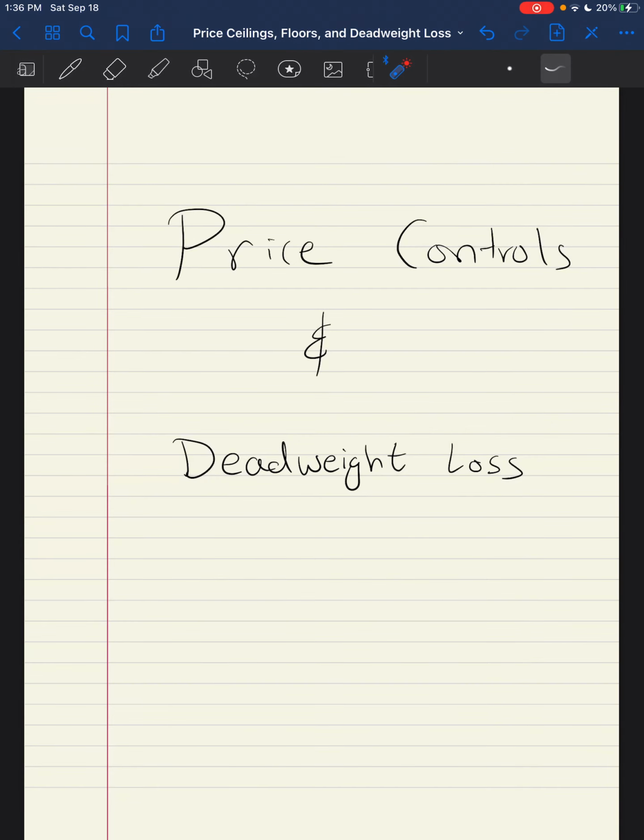Hi everyone, welcome back. In the last video we talked about consumer and producer surplus and what that means for economic efficiency in our perfect equilibrium. In this video we want to talk about price controls, specifically a price ceiling and price floor, and what that's going to do to efficiency. It creates inefficiency and we're going to call that deadweight loss.